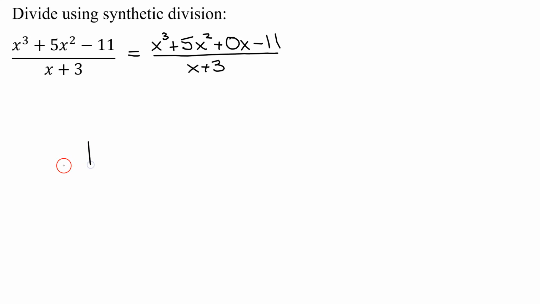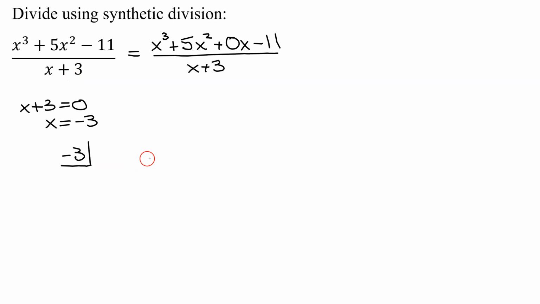I have to put a number in the box on the top left. And what number goes in there? Remember, it's the 0 associated with x plus 3. So if you take x plus 3 and set it equal to 0, subtract 3 from both sides, you get x equals negative 3. So negative 3 is the number that goes in this box. Remember, this number is always the opposite sign of this number up here.